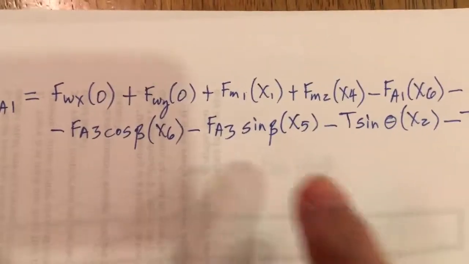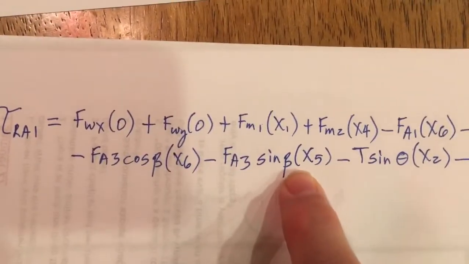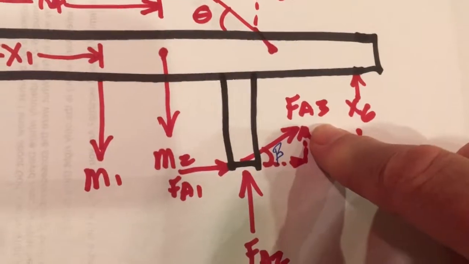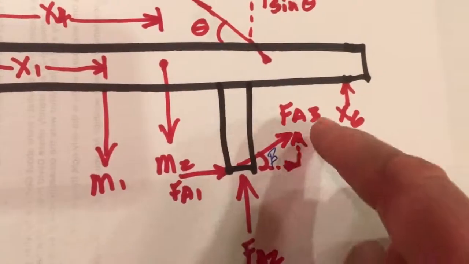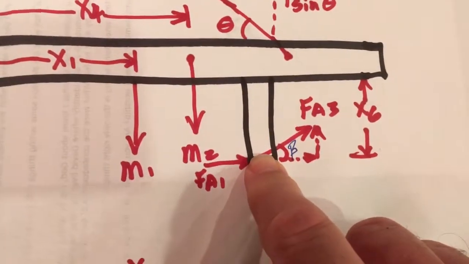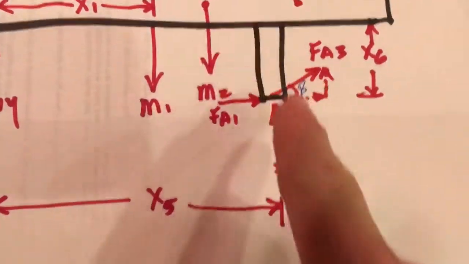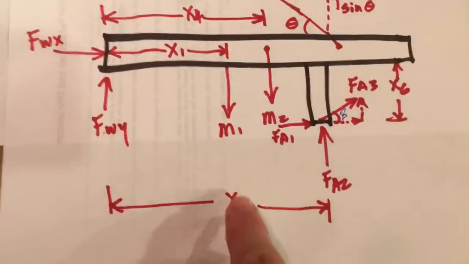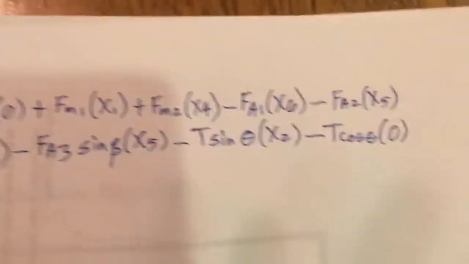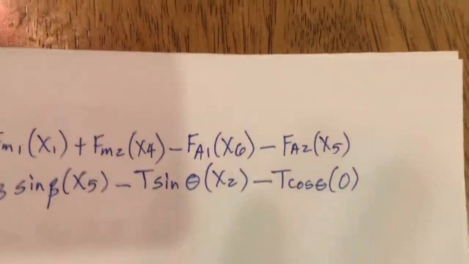Okay? All right, next is FA3 sine of beta, and that's the y direction. And so that is this part right here. This is sine of theta, and so it's not actually out here. It's actually going through the center of this beam, and I'll show you that in a minute. So its perpendicular distance is going to be this x of 5.